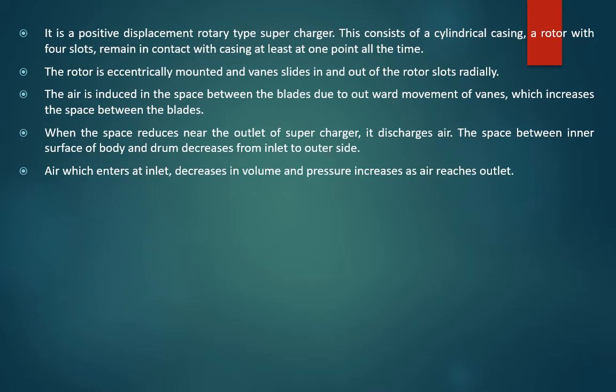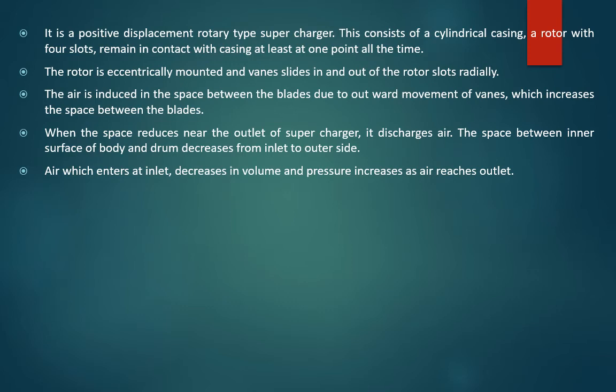The third one is a positive displacement rotary type charger. It consists of a cylindrical casing and a rotor with slots, with the rotor making contact with the casing at least at one point. The rotor is eccentrically mounted, and the vanes slide out of the rotor slots radially. The air is induced in the space between the blades, due to the outward movement of the vanes, which increases the space between the blades. When the space reduces near the outlet of the supercharger, it discharges air. The space between the inner surface of the body and the drum decreases toward the outlet part. The air which enters the inlet part decreases in volume and the pressure of the air increases.